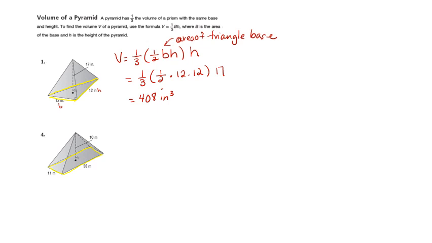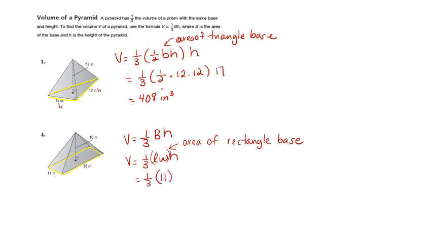For number 4, again, volume equals 1/3 the area of the base, and our base is a rectangle. So the area of a rectangle is length times width. Okay, so that is the area of the rectangle base. So it equals 1/3 times 11 times 38 times the height, which is 10. And when I put that in the calculator, I got 1,646.7 meters cubed.